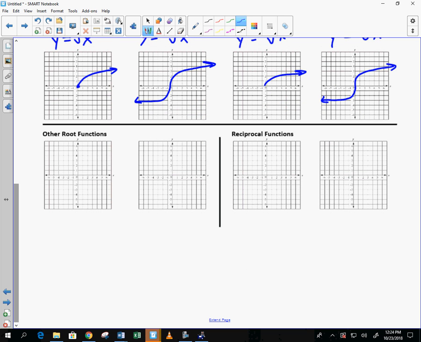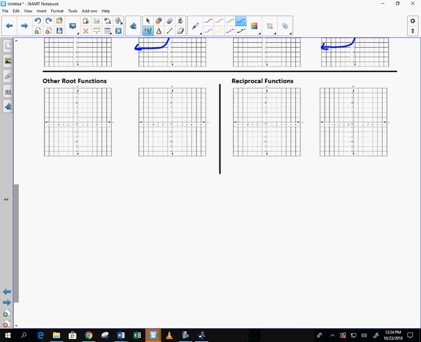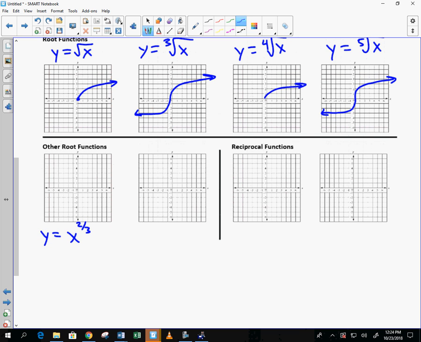So let's talk about other root functions, and then we'll move on to kind of our goal for the day, which is to transform functions that are parent functions. What about y is equal to x to the 2/3? This is where you're going to have to lean in here, folks. Y equals x to the 2/3, okay? Is 2/3 bigger than 1 or less than 1? Less than 1, just like y is equal to x to the 1/2. So it's going to have more of a shape like that.